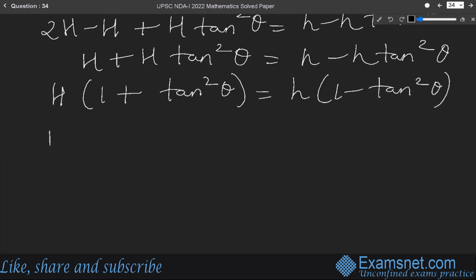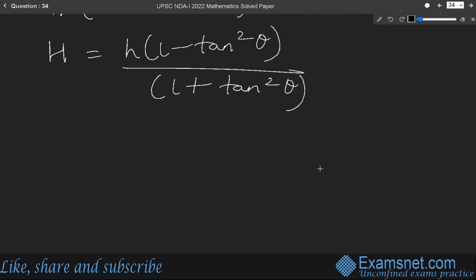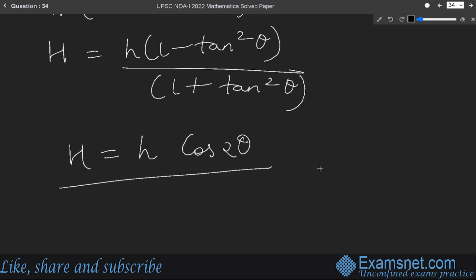Now I have to find the value for capital H. Capital H is the height of the tower. So capital H is equal to h into (1 minus tan square theta) upon (1 plus tan square theta). Now again you can see a formula in this step: (1 minus tan square theta) upon (1 plus tan square theta) is equal to cos 2 theta. Therefore H is equal to h into cos 2 theta, because cos 2 theta is equal to (1 minus tan square theta) upon (1 plus tan square theta). So the value of the height of the tower is h cos 2 theta.